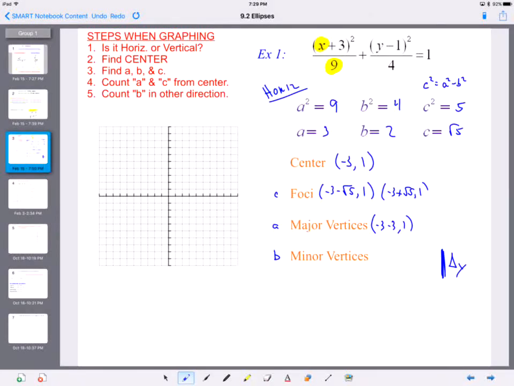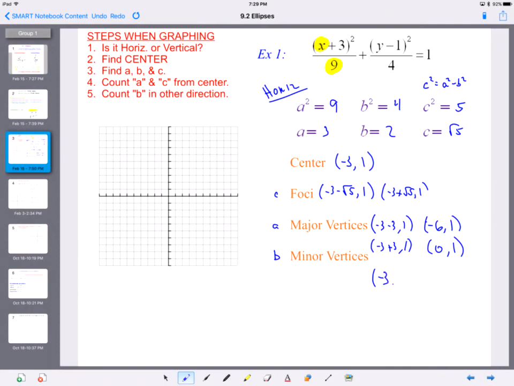And that simplifies to negative 6, 1. And then you'll also do negative 3 plus 3, comma 1, and that's at 0, comma 1 as well. So those would be your 2 major vertices. Your minor is B. We're going perpendicular, so the y value is going to change.